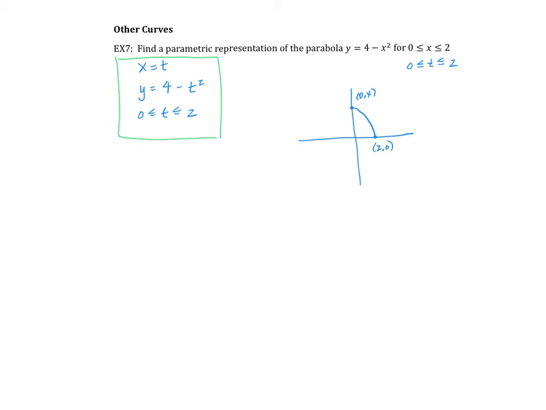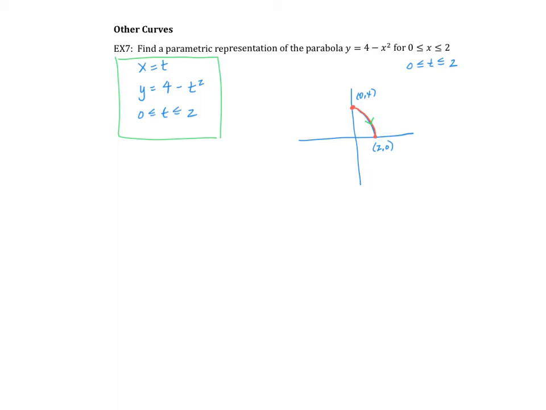Okay, so now let's look at the parametric representation. x is t, y is 4 minus t squared, where t values are going from 0 to 2. So when t is equal to 0, that means I'm at the point x is 0, y is 4. When t is 2, I'm at the point (2, 0). So this particular representation does give me the same curve, and it gives it to me generated downward.